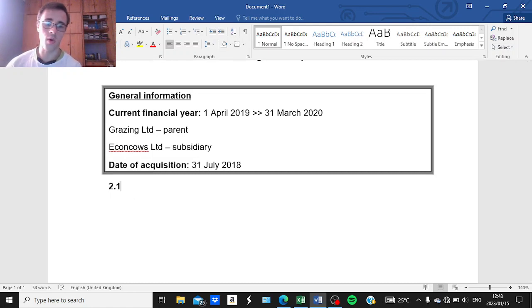Heading 2.1, intergroup sale. Let us just refer to it as heading 1. The intergroup sale of industrial butchery equipment by Econ Ltd, because Econ Ltd sold the equipment to Grazing Ltd.